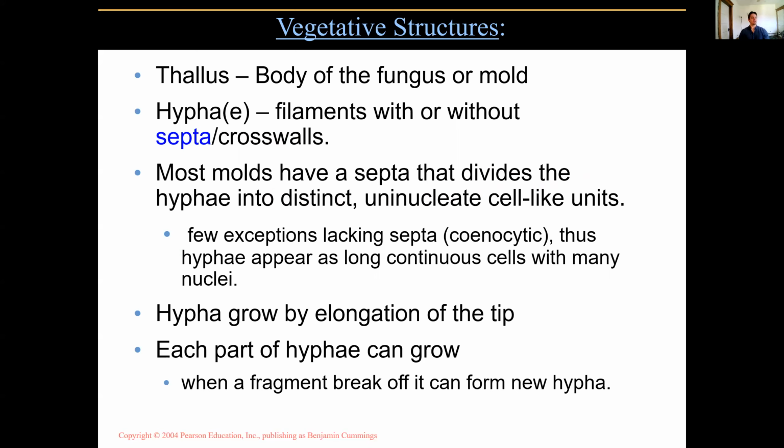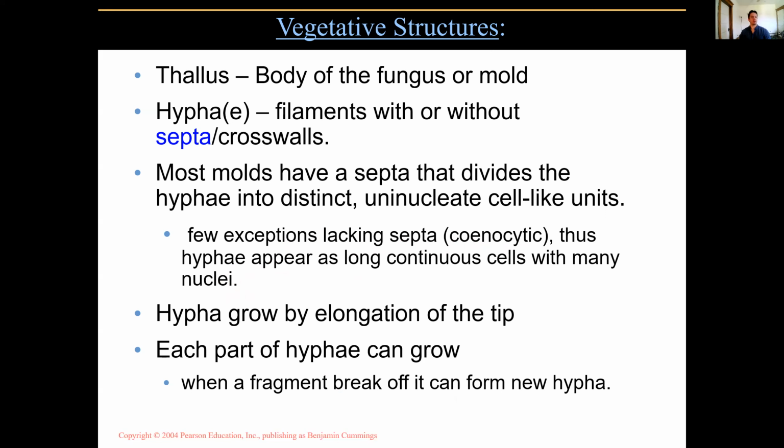Most molds have septa that divide the hyphae into distinct uninucleate cell-like units. Note the uninucleate here, meaning all of these little distinct units have their own nucleus. Then the exceptions, of course, as many of these microbes have exceptions to the rules: there are a few that lack septa. They're also called coenocytic, and thus the hyphae appear as long continuous cells with many nuclei. So it's literally just the difference of whether the walls are present or not. If the walls are present, they will separate these little segments into only having one nucleus, and if the walls are absent, you'll have an elongated cell that contains many nuclei.